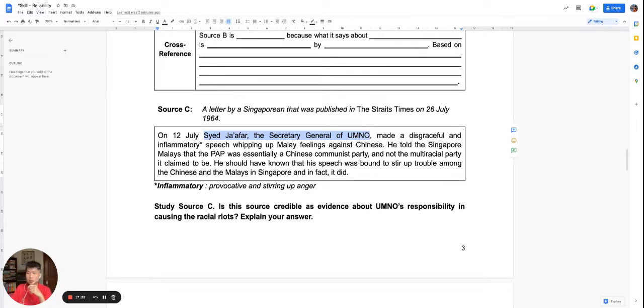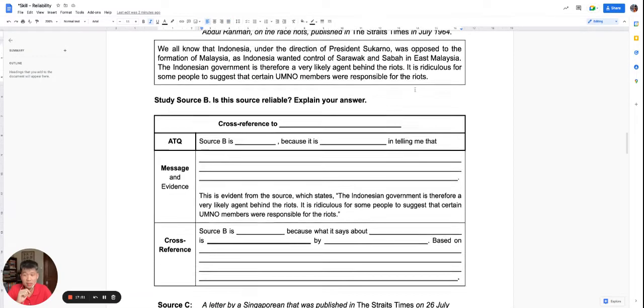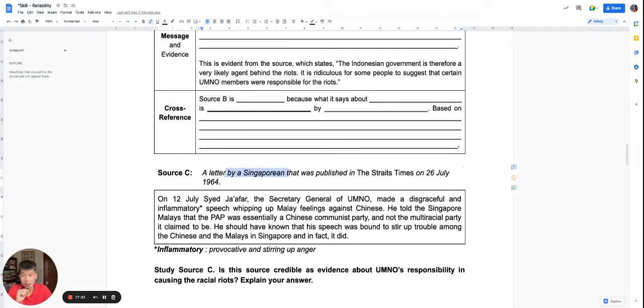The next question is, which source should you pick? If you were to look at it very briefly, Source B is an interview by the leader of UMNO, Tunku Abdul Rahman, the very same UMNO that's being accused of starting the riots. And Source C is a letter by a Singaporean. Which source would you pick? Think about it. I would pick Source C.